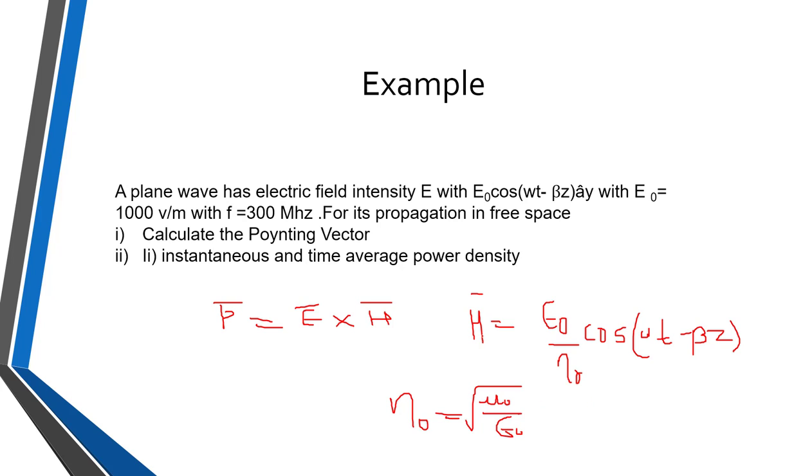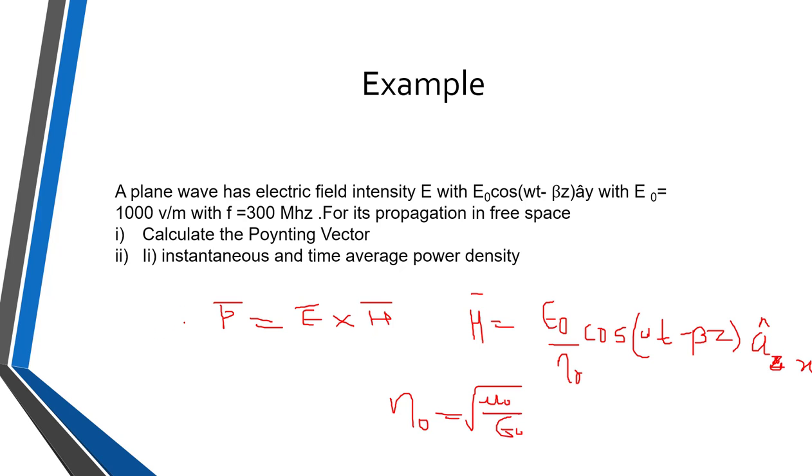And then we can find H bar. Then take the cross product E bar cross H bar. Now, as E has a y component, let us consider that H has an a x component. The wave is traveling in the z direction, so obviously H must have an x component. Then we calculate P bar is equal to E bar cross H bar.